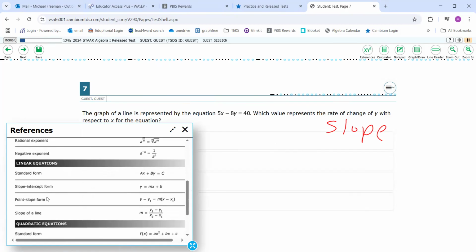This is written in standard form. Here's standard form, Ax plus By equals C. Well, yeah, that's what this looks like. I got x's and y's on the left, constant on the right. But again, slope is lowercase m. None of these are the slope. I gotta convert it to slope-intercept form. So I got to move my x's over and divide by my coefficient.